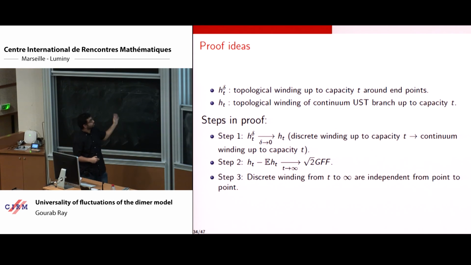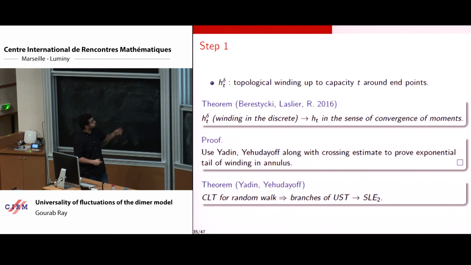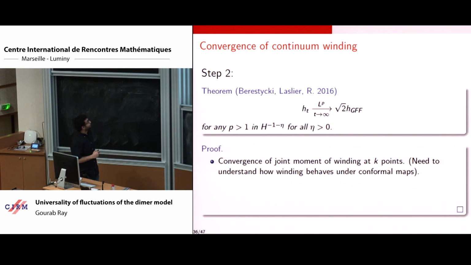I don't have time to tell you more details. For the universality, we use this very nice result of Yadin and Yehudayoff, which says that central limit theorem actually implies convergence of loop-erased random walk to SLE2. So that's how the SLE2 also becomes universal. So we prove that this truncated one converges to the GFF.